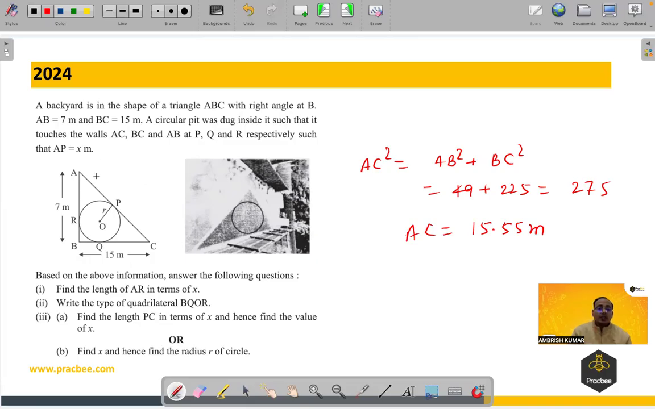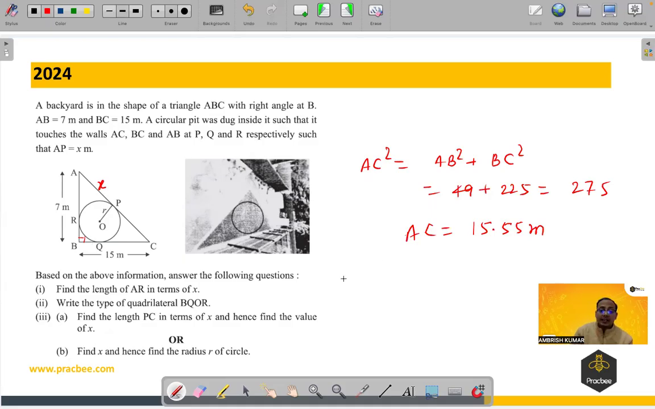Now in this particular case, what is your X? A to P length has been given the name X. So a backyard is in the shape of a triangle ABC, right angle at B. At B we have 90 degree. That's why we applied the Pythagoras theorem. A circular pit means a hole was dug inside it such that it touches the walls. AC, AB and BC are the tangents to the circle and they are touching at P, Q, R. AP is X. Find the length of AR in terms of X.